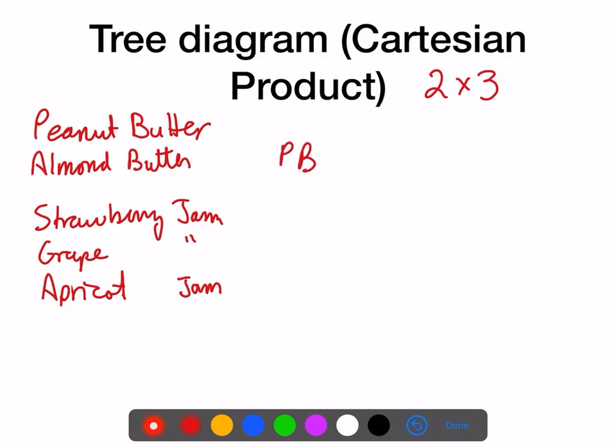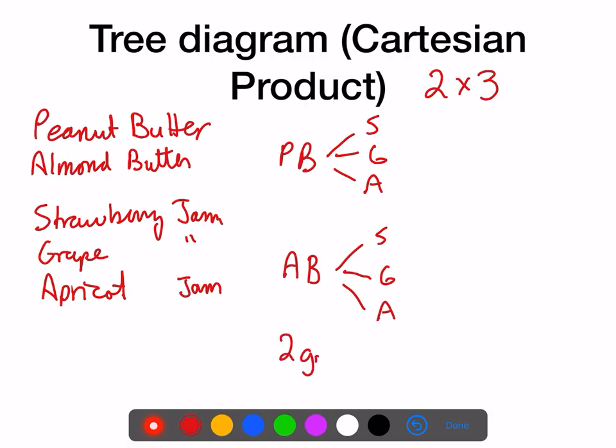So I might think about peanut butter or almond butter. And each one has 3 options: strawberry, grape, or apricot. And I can see that I have 2 groups of 3 right here. In this case, the 2 times 3 is the number of elements in my Cartesian product.